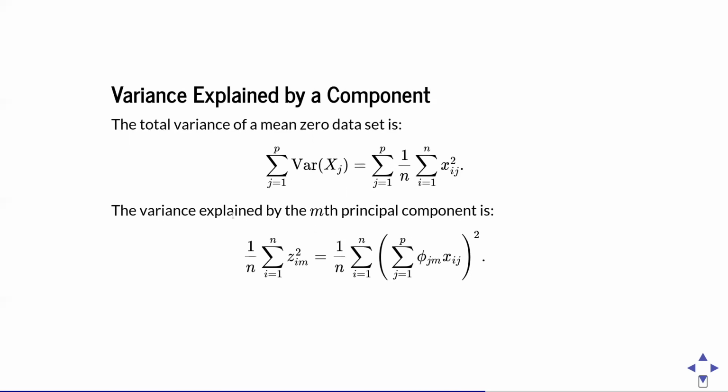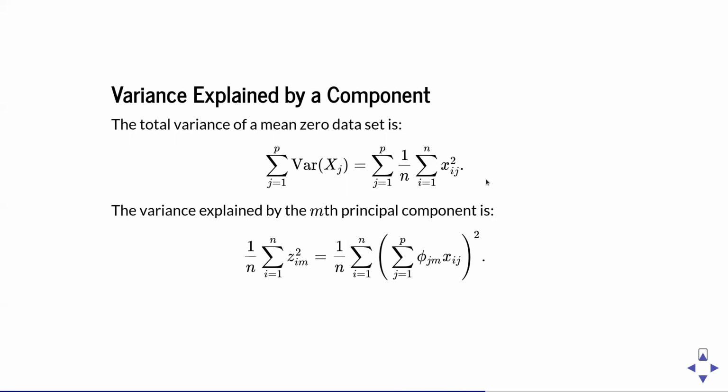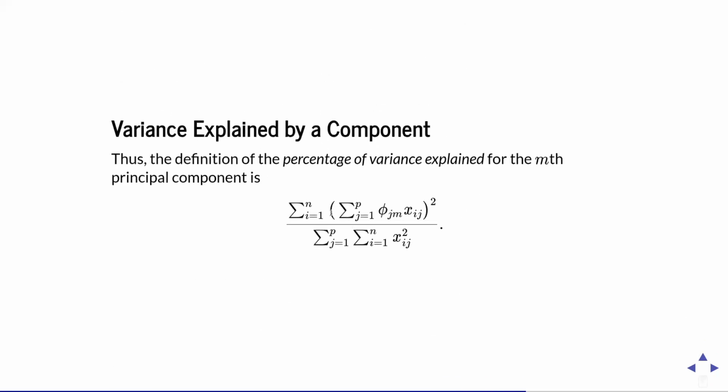And then the variance explained by the mth principal component is the variance of the scores associated with that component. And if you wanted to rewrite that in terms of the feature observations, you could do that like this. And so then the percentage of variance explained for the mth principal component is simply this divided by this. So the variance of a single component divided by the total variance.